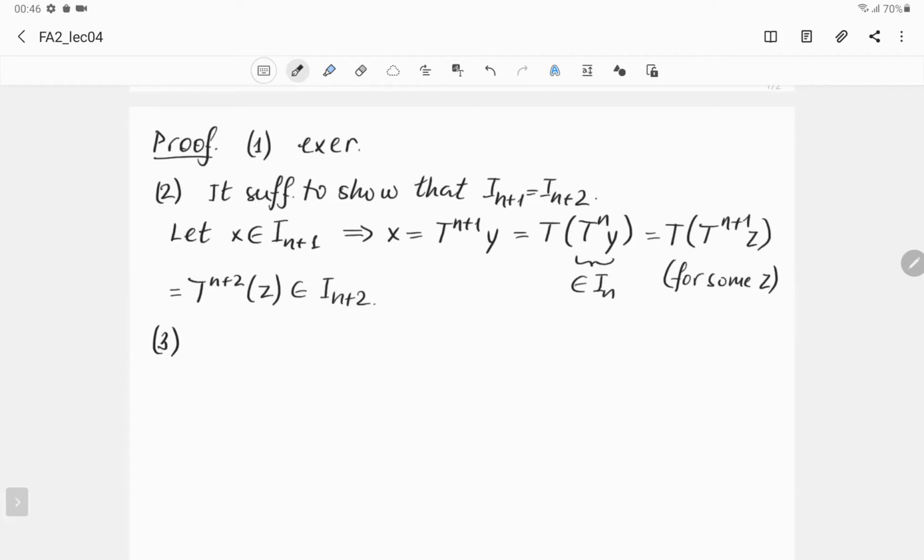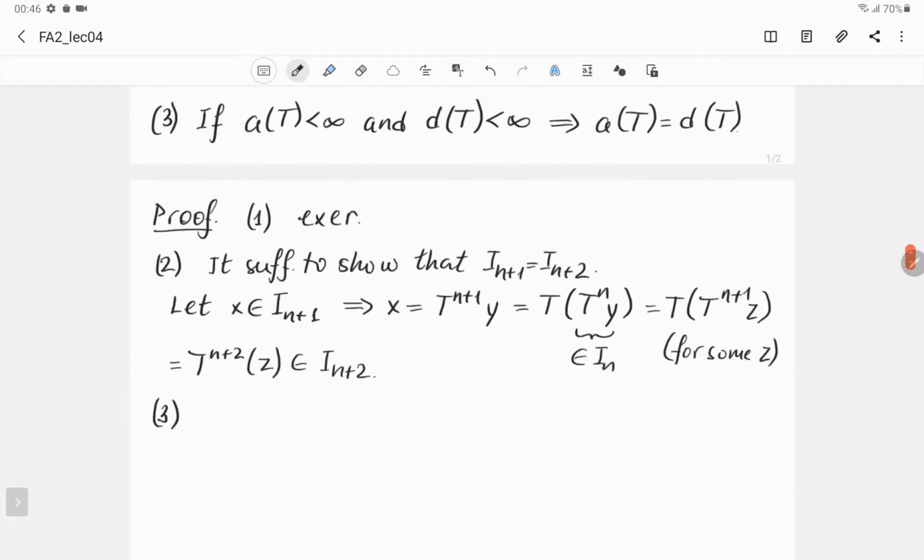We want to show that if T has finite ascent and finite descent, then the ascent and the descent are equal to each other. Well, let's show that. I'll prove only one half of this result. I'll prove that the descent is less than or equal to the ascent. Well, to prove this result, let's assume that this is not the case.